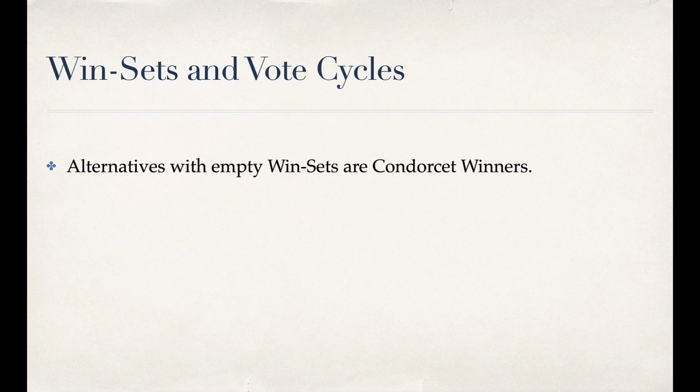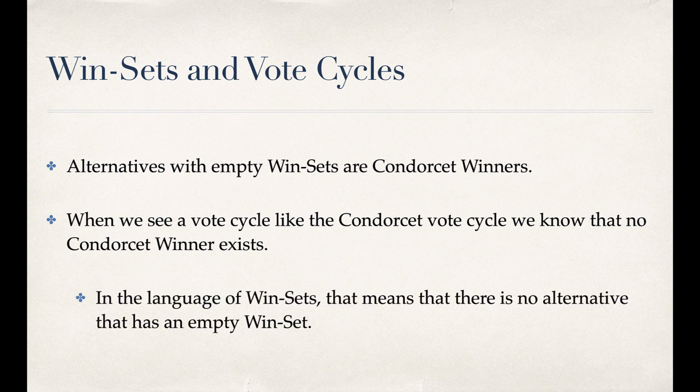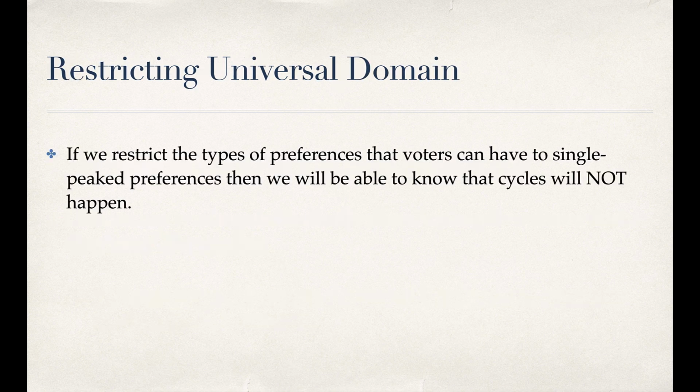Alternatives with an empty win set are Condorcet winners. So if we have single-peak preferences, we're guaranteed a Condorcet winner. When we see a vote cycle like the Condorcet vote cycle, we know there is no Condorcet winner. So that's going to mean that we don't have single-peak preferences, or, as it turns out, the situation is not single-dimensional. And that's where we're really going to get the wrinkle in the median voter theorem. But first, we need to run it down and get it down pat, all right?